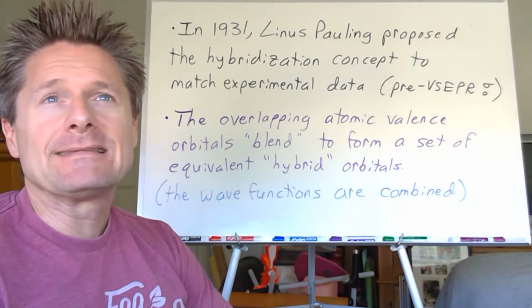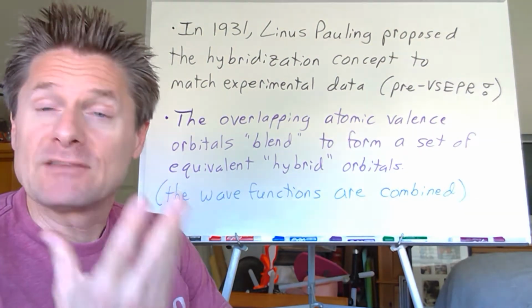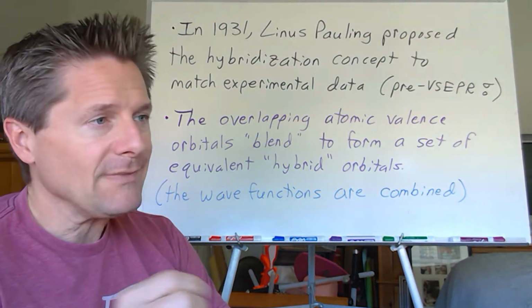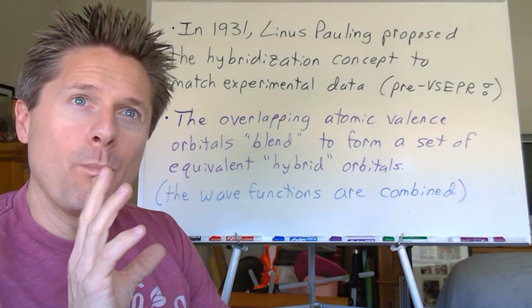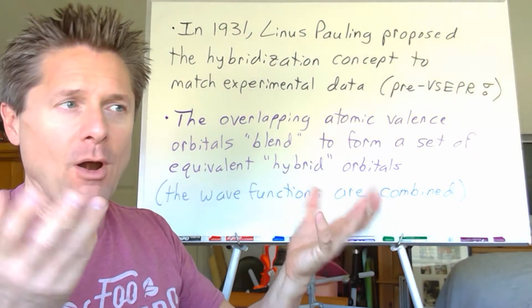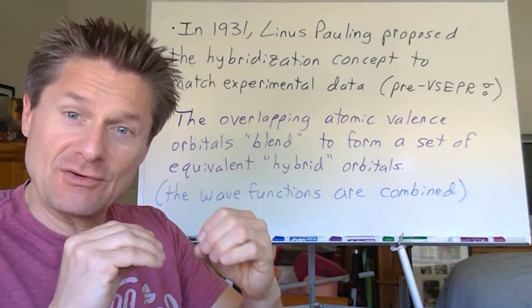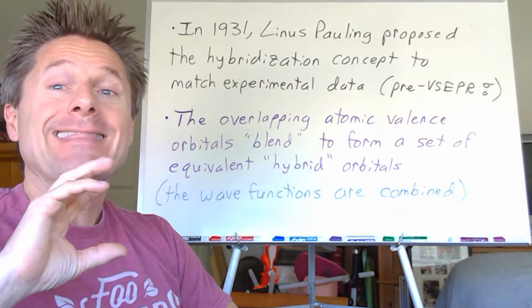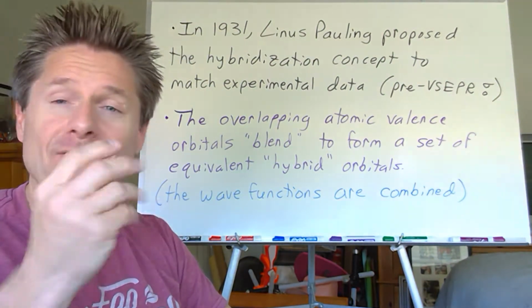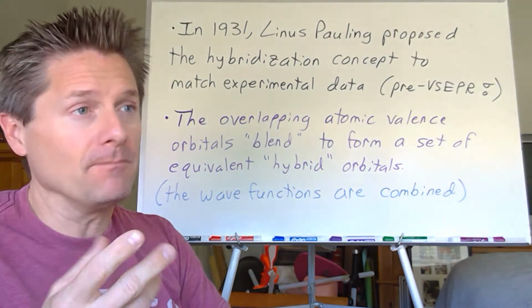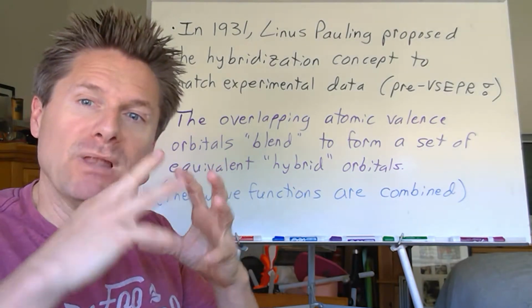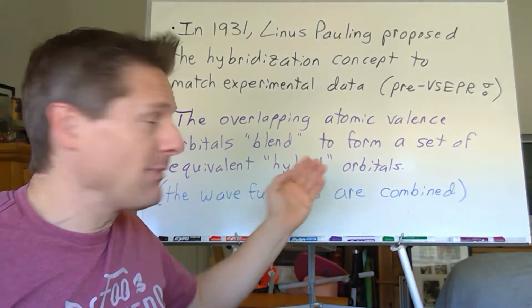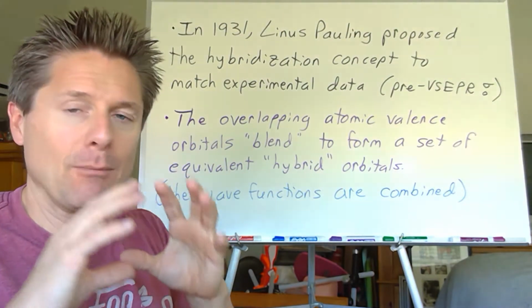And so what he's saying is that these valence orbitals, like a 3p or 3s, in a free atom, they are what they are. But when they come together to start to form a bond, they blend together. So let's say I have a sulfur atom or nitrogen or carbon. The valence orbitals that are going to be overlapping blend. That's called hybridization. So they're going to blend together.